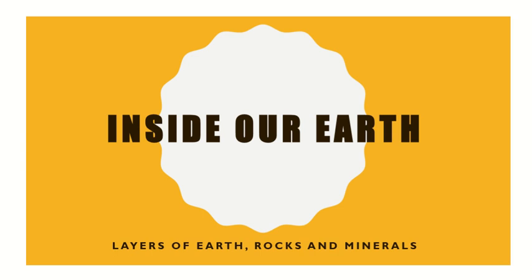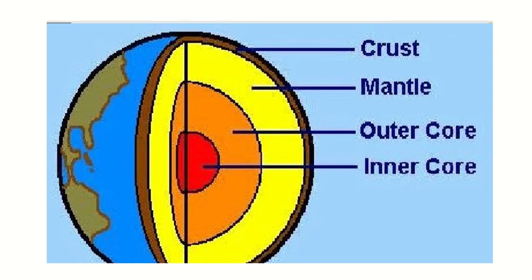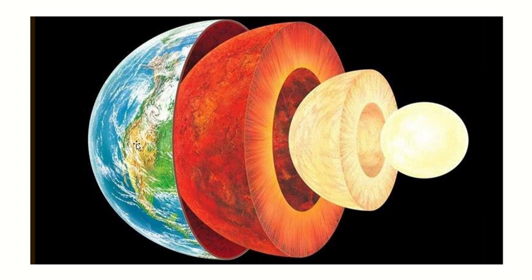Hi viewers, today we are going to see what is inside our earth, that is, the different layers present inside our earth. The first is crust, then mantle, outer core and inner core. You will be able to identify it: crust, mantle, outer core and inner core. We will see them one by one.